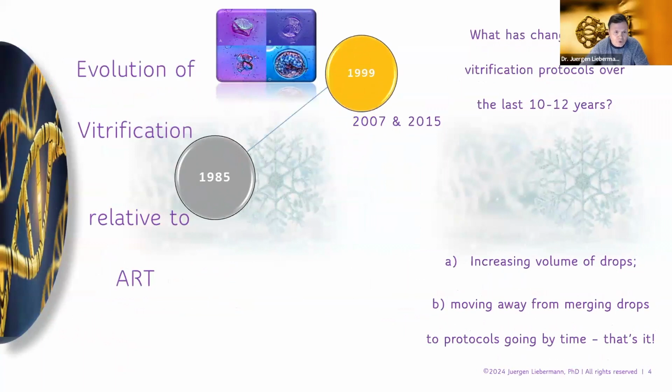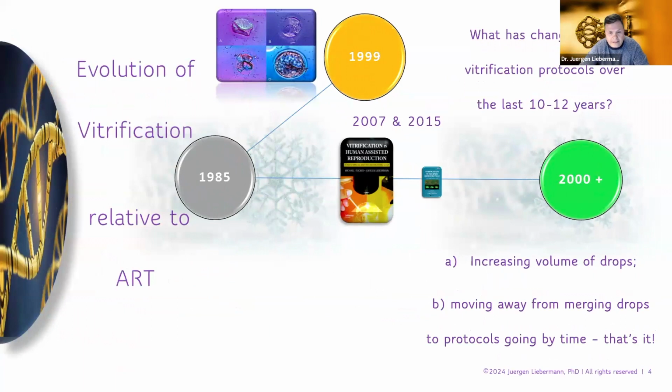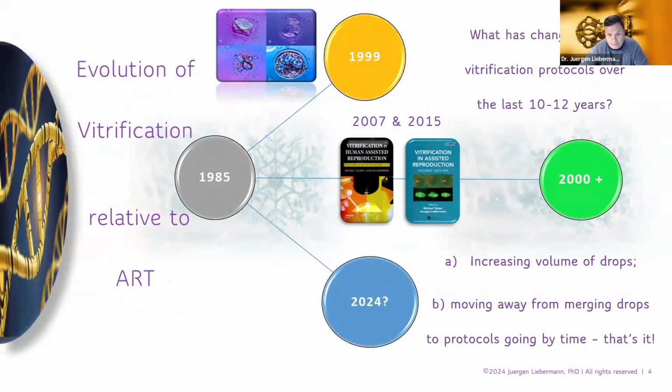When we look at the evolution of vitrification, it actually starts with a landmark paper by Rall and Fahy in 1985, followed by the first publication of a live birth from a vitrified oocyte by Kuleshova in 1990. And then after 2000, we got endless papers on day 3 and blastocyst vitrification. So over the years, we got a lot of publications on this topic of vitrification, which also ended up in 2 books we presented in 2007 and 2015.